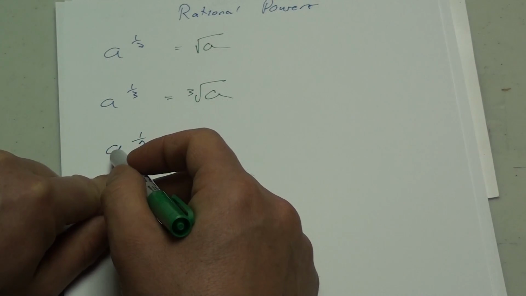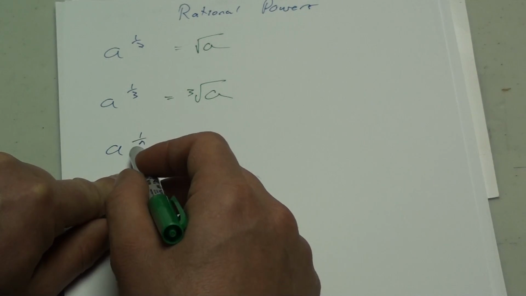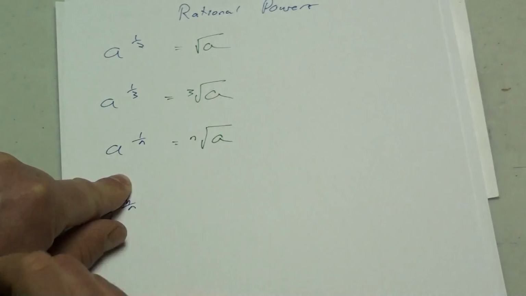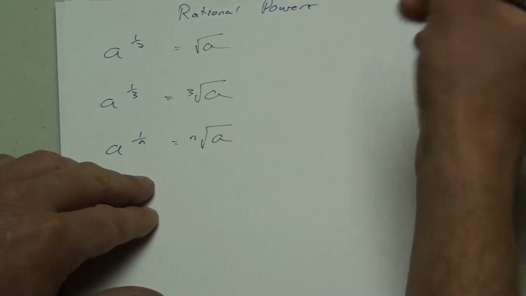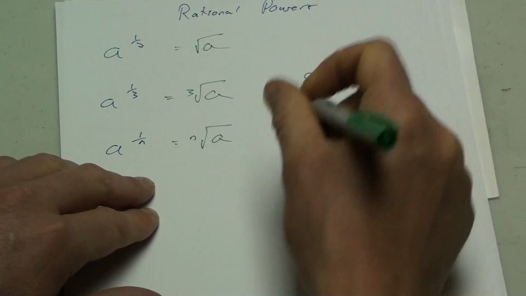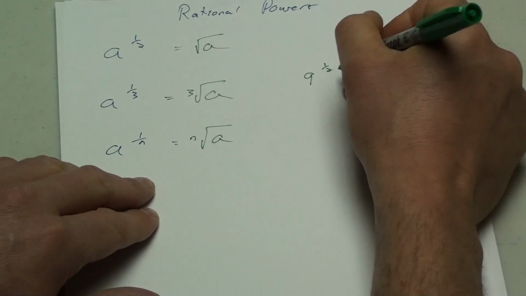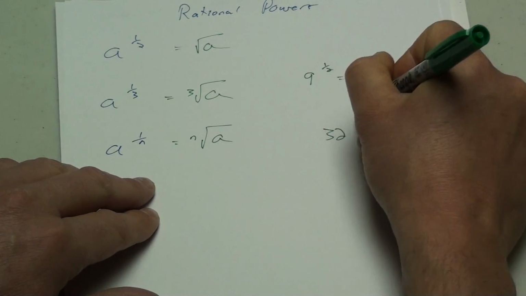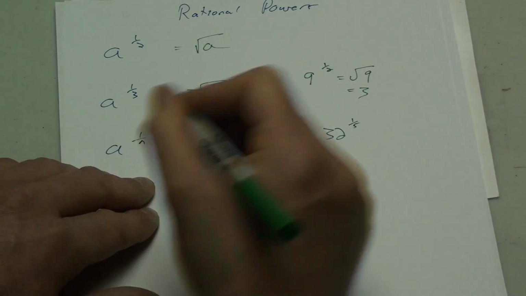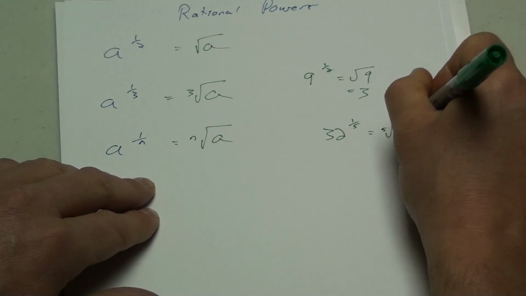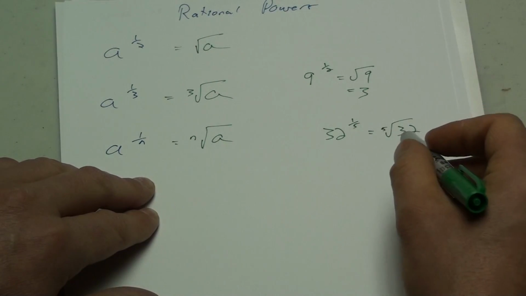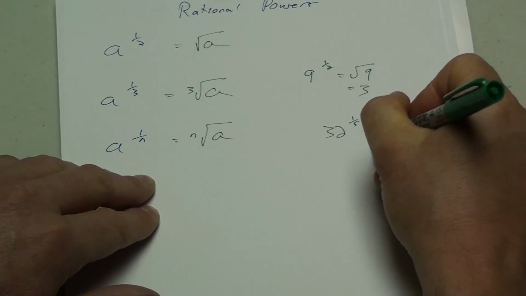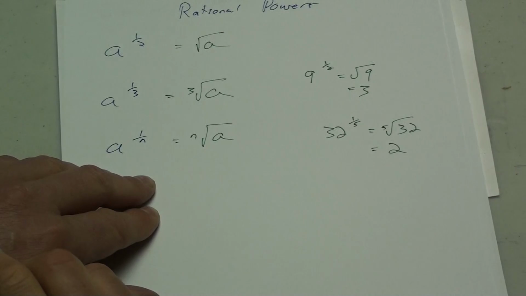The general rule is if I have some base to the exponent of 1 over n, that means I'm going to go to the nth root of whatever that base might be. For example, 9 to the exponent 1/2. Well, 1/2 is the square root, so this is the square root of 9, which is simply 3. If I have 32 to the exponent of 1/5, that means it's the 5th root of 32 that I'm trying to find. The 5th root of 32 is 2, because 2 times 2 times 2 times 2 times 2 is 32.